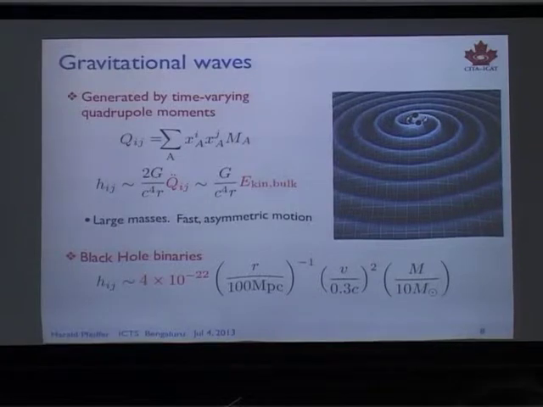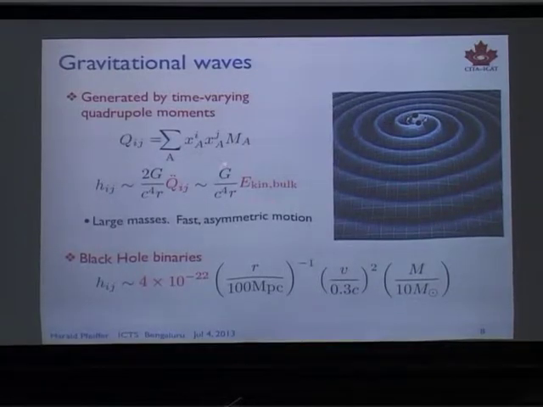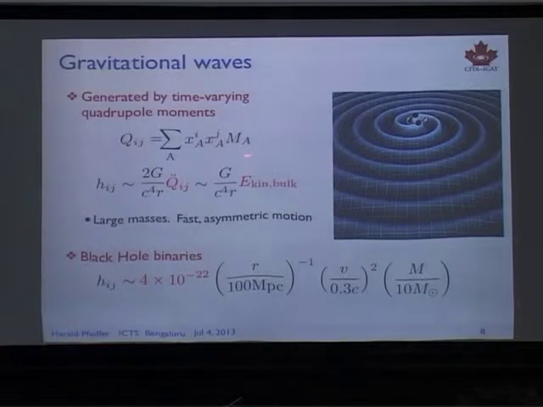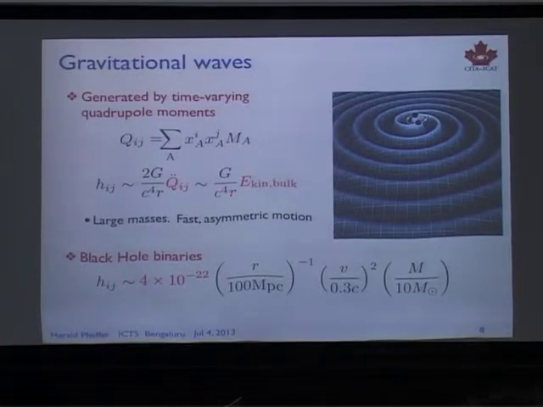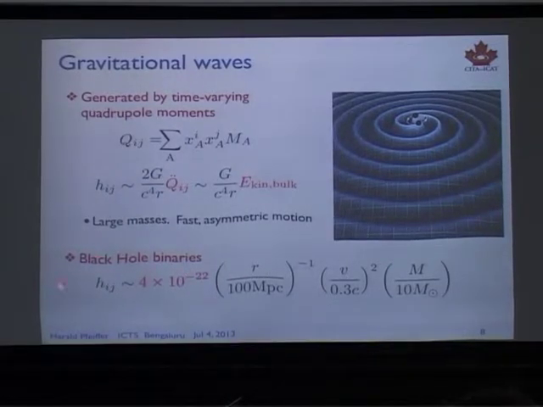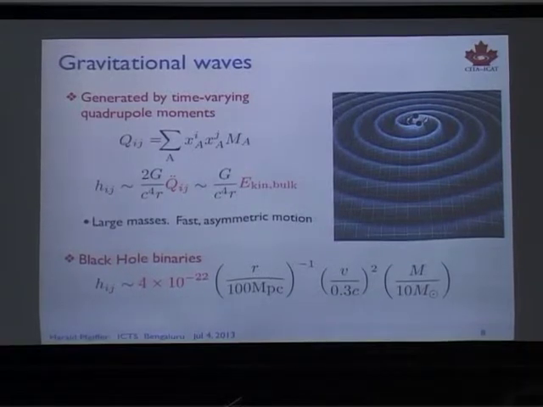And the large masses are necessary because of this prefactor here. G is a very small number. The speed of light is a very big number in the denominator. And the distance as well is a very big number, as black hole binaries tend to be very far away. And so at the end of the day, typical numbers one arrives at is a gravitational wave perturbation of a few parts in 10 to the minus 22.